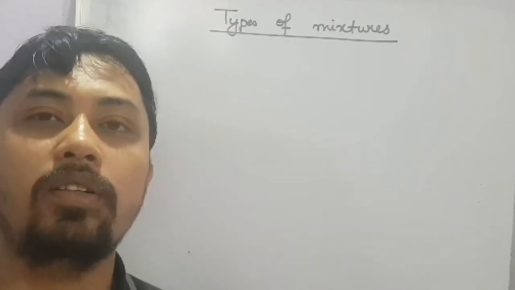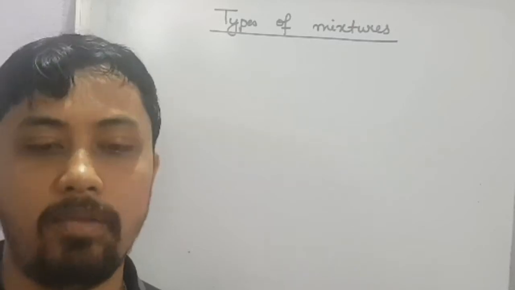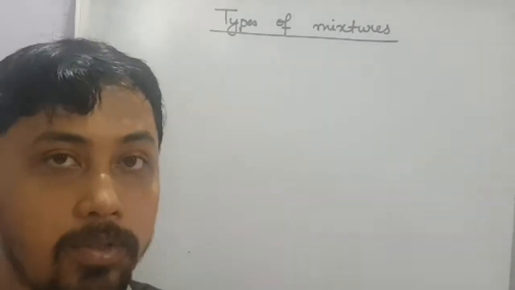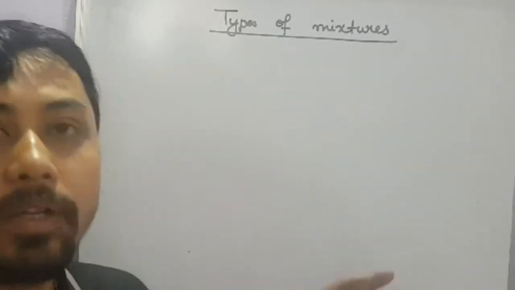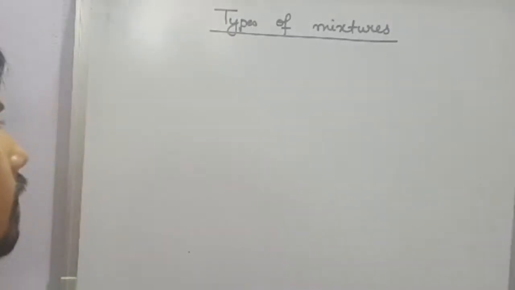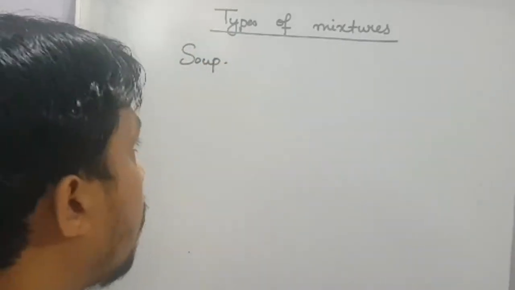In the previous video we have learned elements, compounds and mixtures and how to identify pure and impure substances. Today we shall discuss the types of mixtures. Before that, I want to discuss mixtures a little bit. What is a mixture? It is an impure substance. What example did I give in the previous video? The example of soup, right? So soup is a mixture.